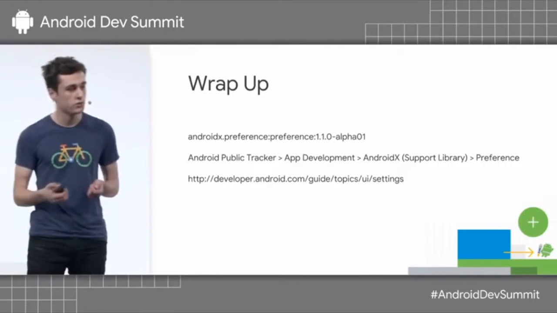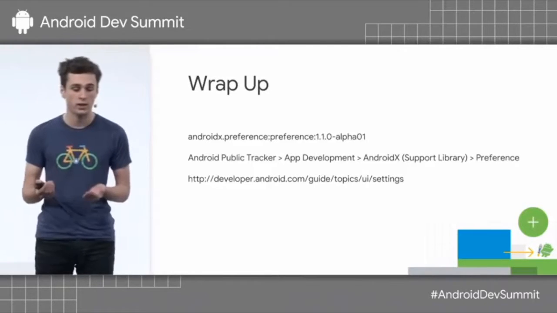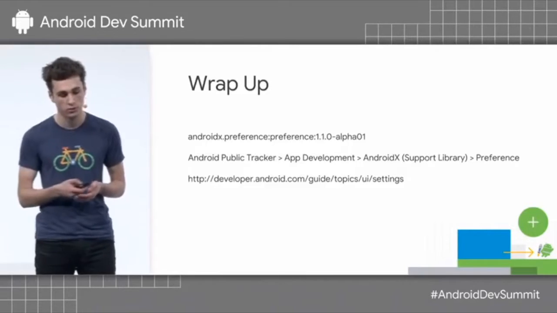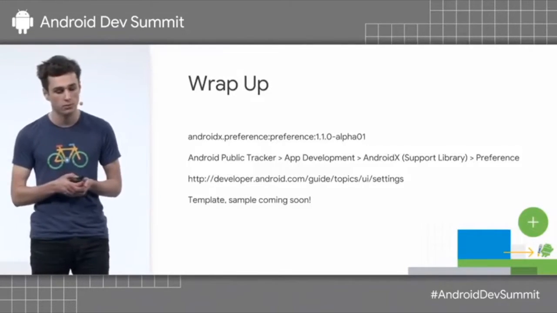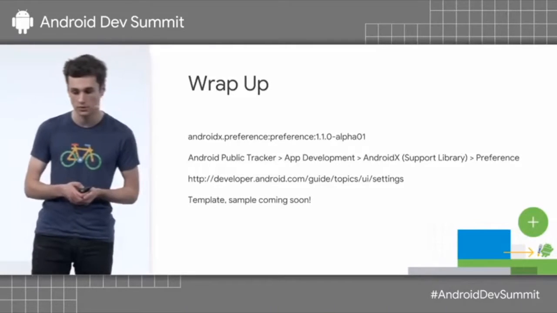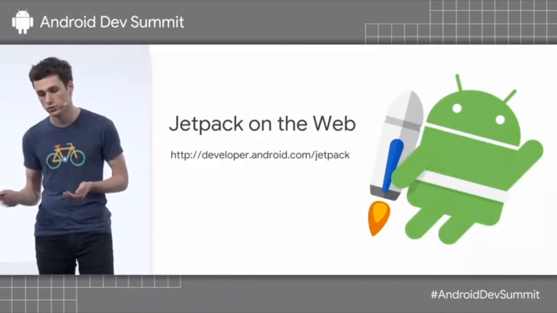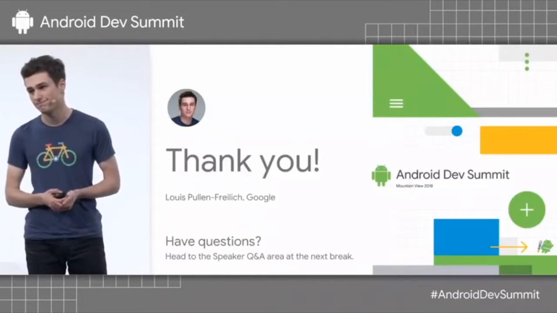We've recently updated the Android settings guide to make use of the AndroidX preference library. Please check it out for further information on some of the things I've talked about in this talk and some other features out of the scope of this talk. And we're working on a template for Android Studio as well as public samples demonstrating this new library coming soon. For more information on Android Jetpack, you can go to developer.android.com/jetpack. And thank you for listening.